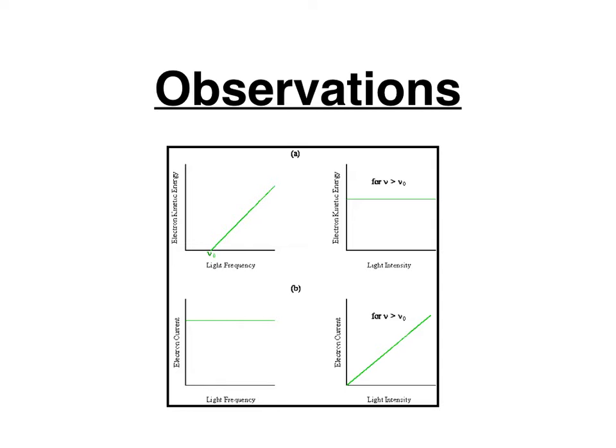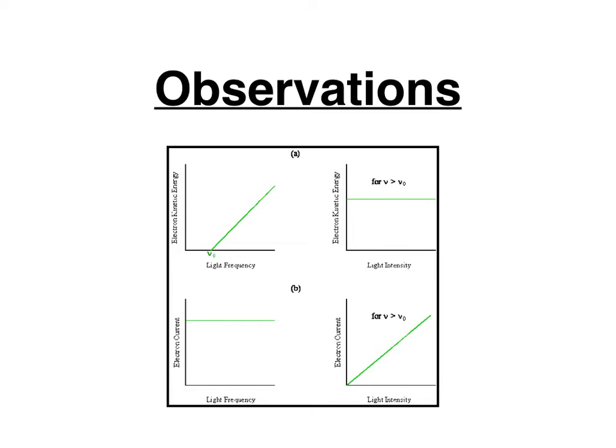Firstly, that electrons were immediately released once light hit the metal. Secondly, that as the intensity of light increased, the number of electrons increased. Thirdly, the kinetic energy of these released electrons was independent of intensity and dependent on the frequency of light. And finally, that there was a cutoff frequency under which no photon would be able to eject an electron.